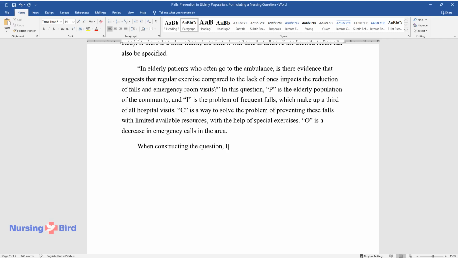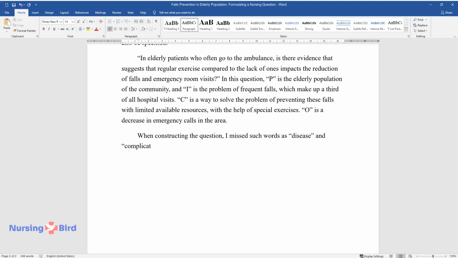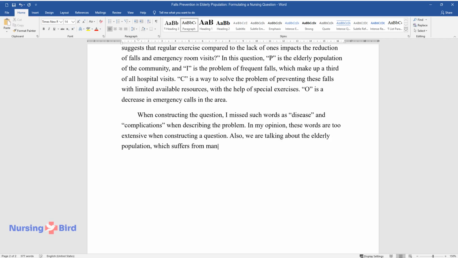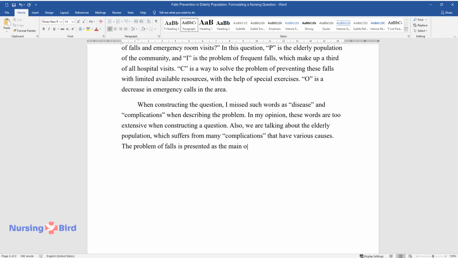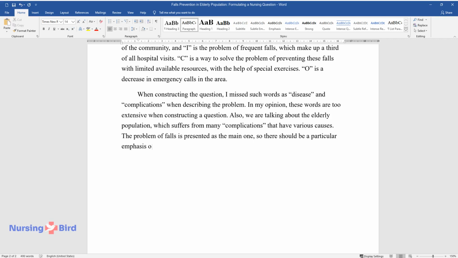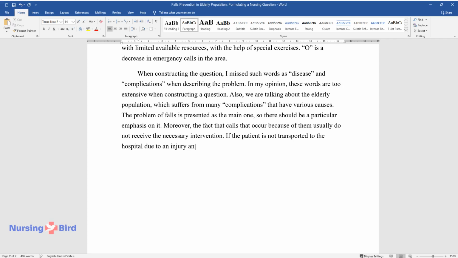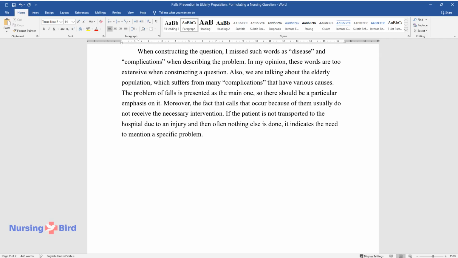When constructing the question, I missed such words as disease and complications when describing the problem. In my opinion, these words are too extensive when constructing a question. Also, we are talking about the elderly population, which suffers from many complications that have various causes. The problem of falls is presented as the main one, so there should be a particular emphasis on it. Moreover, calls that occur because of them usually do not receive the necessary intervention. If the patient is not transported to the hospital due to an injury and then often nothing else is done, it indicates the need to mention a specific problem.